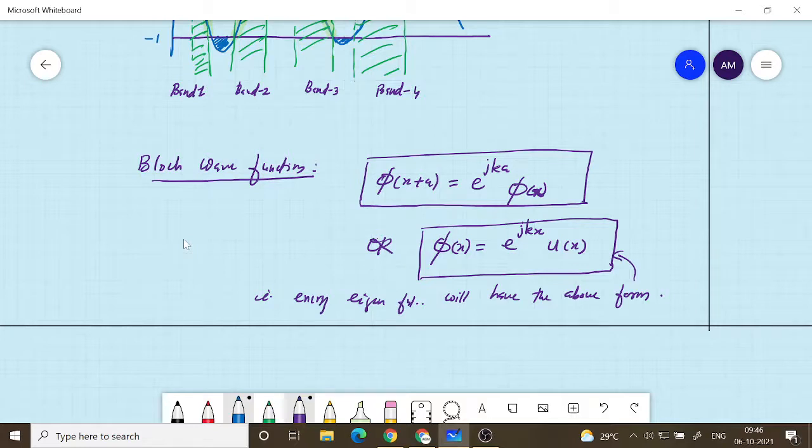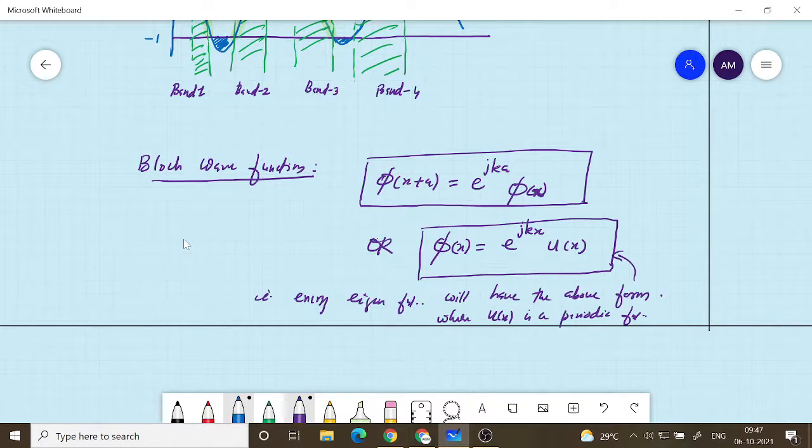So if it has this form, then if you shift it by x plus a, you will have e raised to i k (x plus a) and u of x plus a, where u of x is a periodic function. So there is a linear phase and a periodic function. So k is entering like this. K is entering into our solutions, or the conditions that we are looking at, through this Bloch wave function. It is the phase factor.